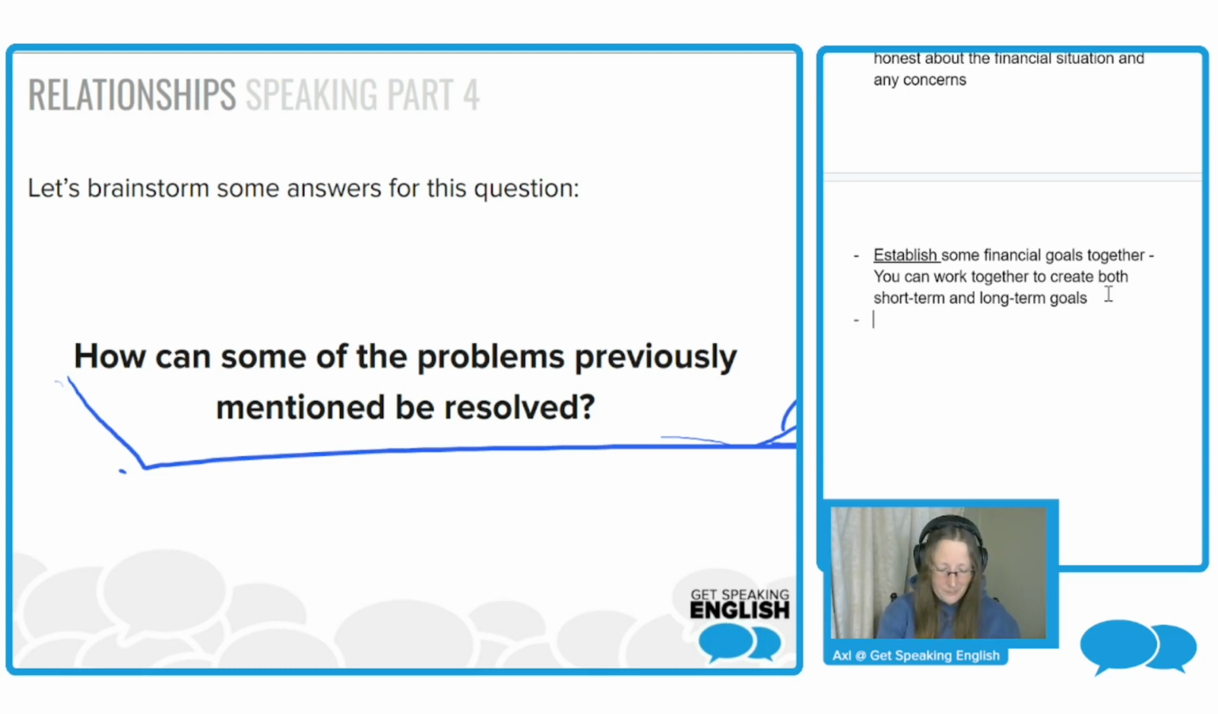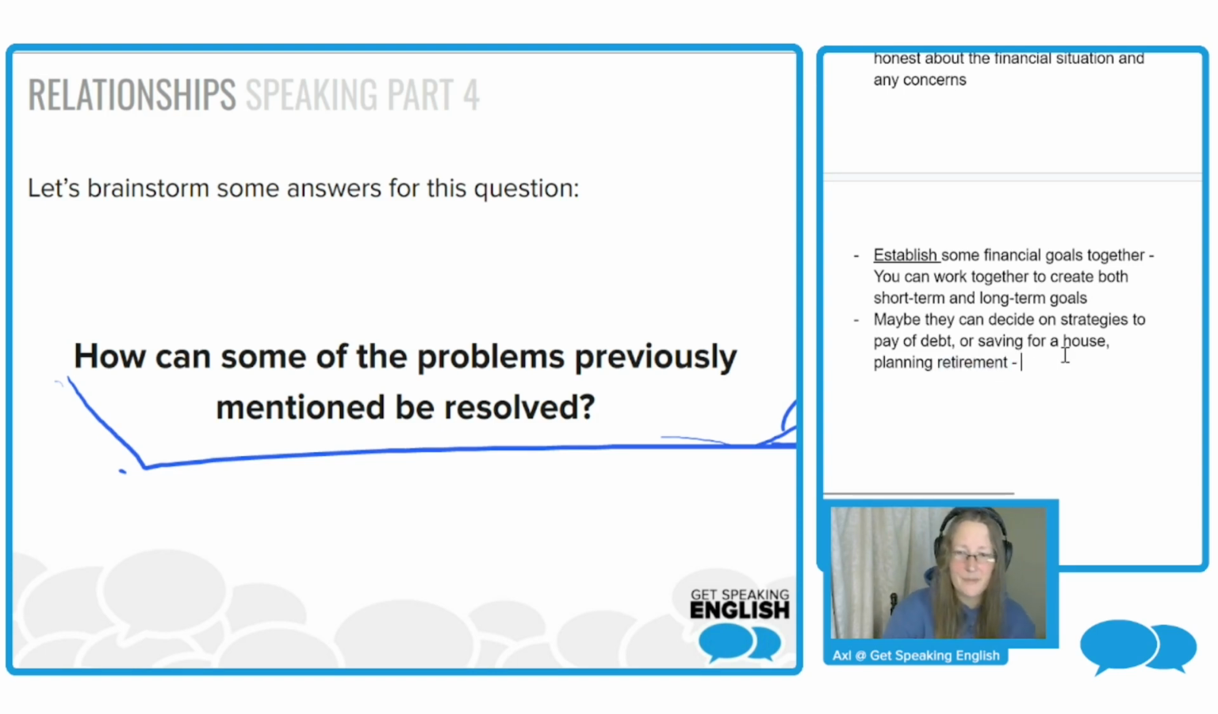So maybe they can, for example, decide on strategies to pay off debt. Maybe that's an example of a long-term goal, or saving for a house, right? Planning retirement. These are all pretty big long-term goals, especially retirement, but maybe also planning for vacation could be maybe more of a short-term goal, right?